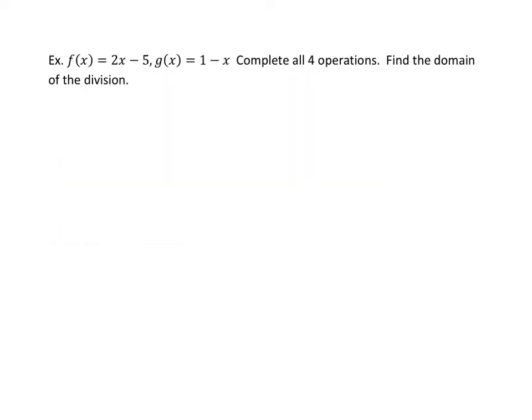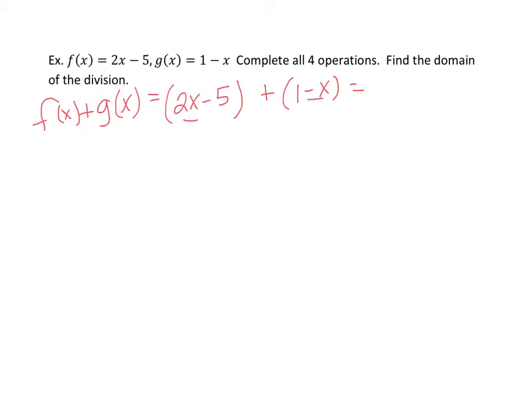Okay, let's do the 4 operations for these two. So let's start with f of x plus g of x. So that's going to give me 2x minus 5 plus 1 minus x. Nothing to distribute here, just combining like terms. 2x minus x gives me x. Negative 5 plus 1, negative 4.